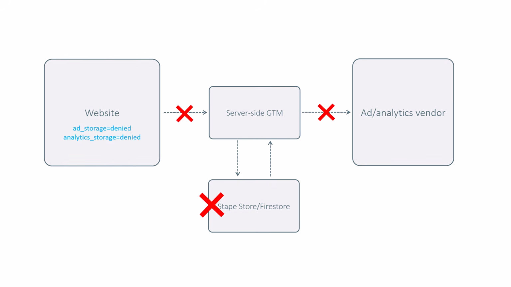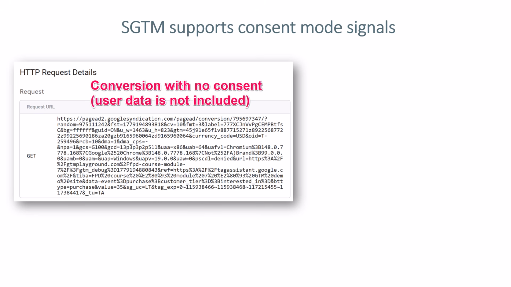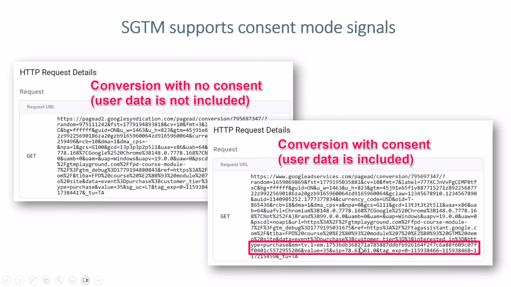Or let's say your company prefers using advanced consent mode, when requests are still sent, but some data is redacted or maybe pseudo-anonymized. Then keep in mind that server-side Google Tag Manager supports consent mode signals. For example, if you wanted to send user-provided data with a conversion, but consent was not given, then that request would not contain any user data. But if consent is given, then that user data would be included in the request and it would be hashed, which means that it becomes unreadable.